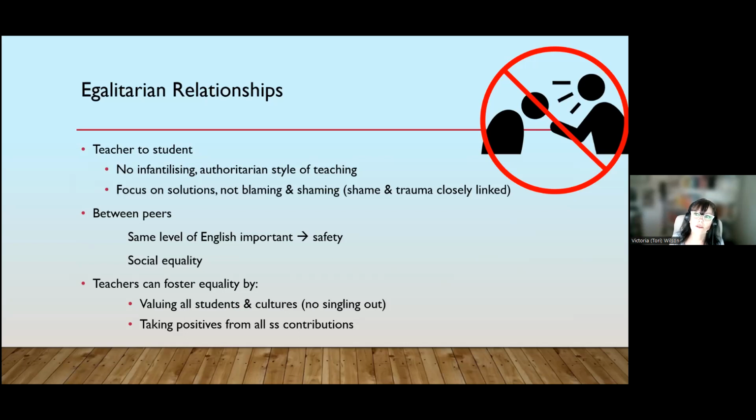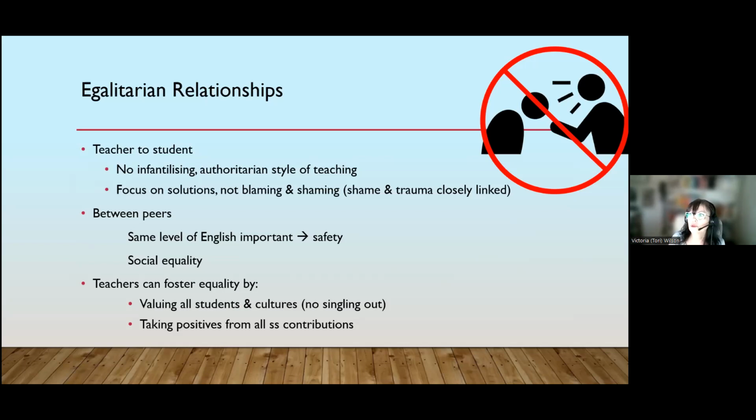And these were not for major things like cheating. This was for things like talking in class, speaking their first language, or coming in late. And students told me that when teachers instead focused on solutions or came from a place of compassion, that was so much more effective. So there we have the word blaming again, which came up quite a lot.